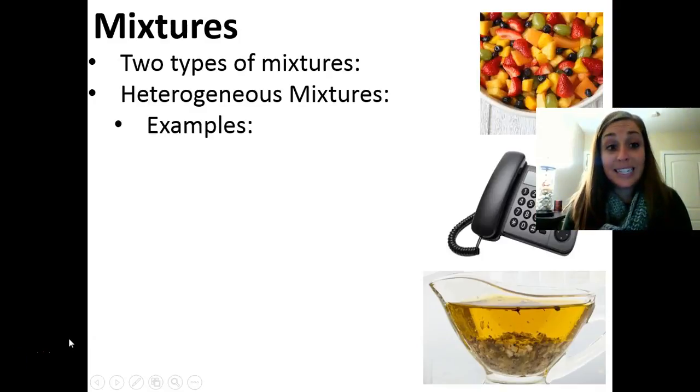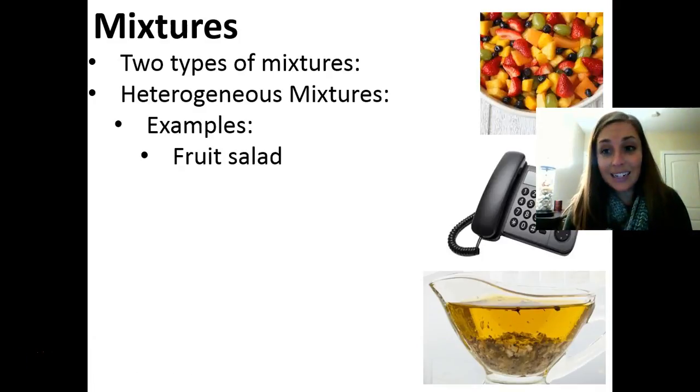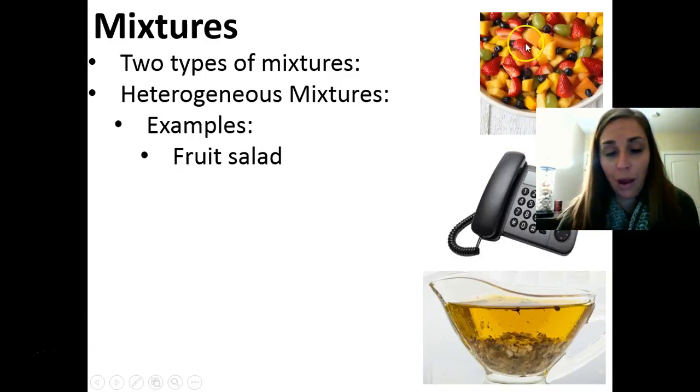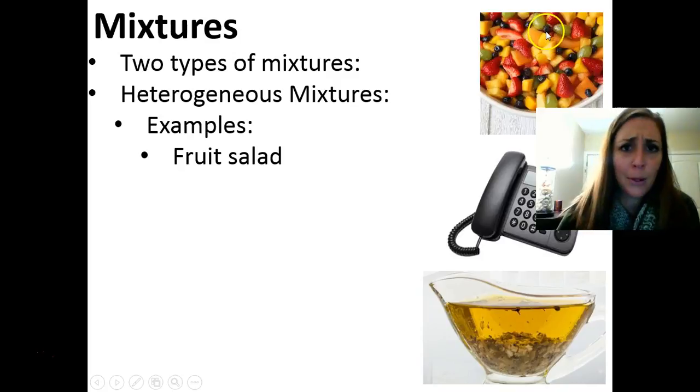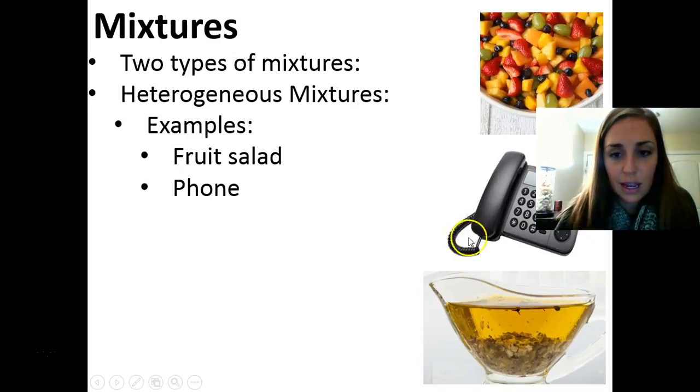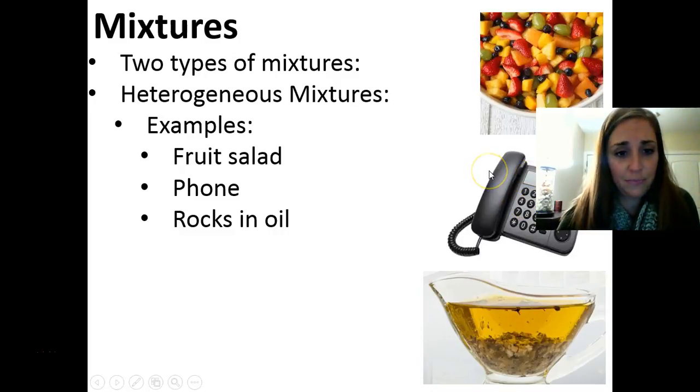All right, some examples. Fruit salad is going to be a heterogeneous mixture. If you look at it, it looks different throughout. Like you've got strawberries, you've got blueberries, grapes. Those are each called a different phase. A phone also looks different. This cord feels different than the hard plastic here on the actual phone part, which feels different than the rubber buttons, which is different from the screen here.